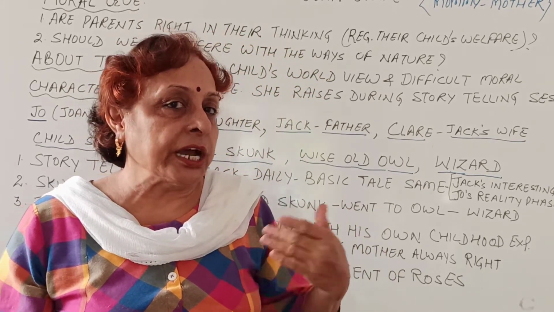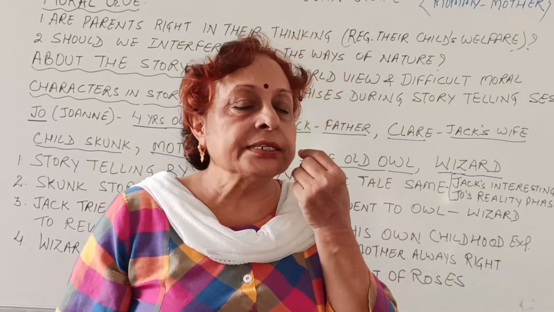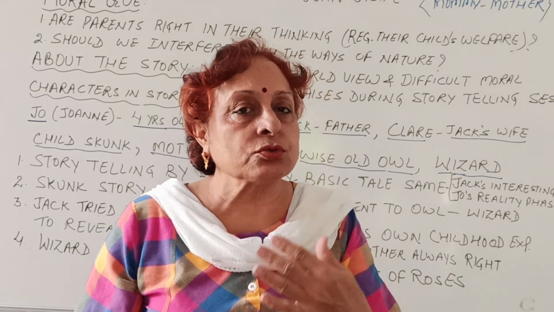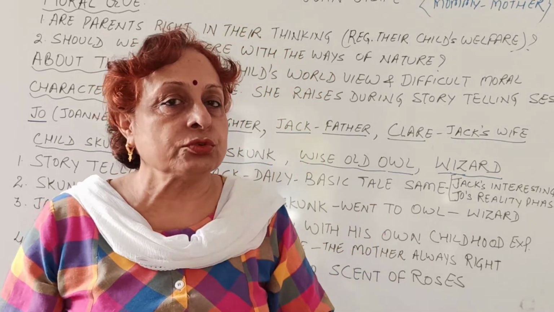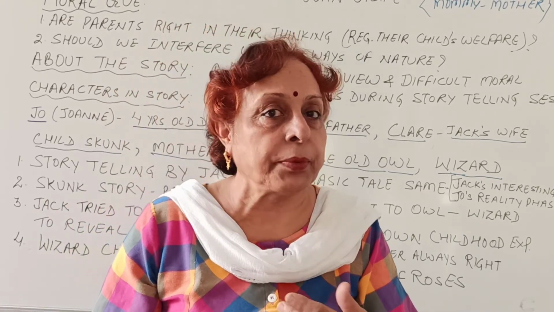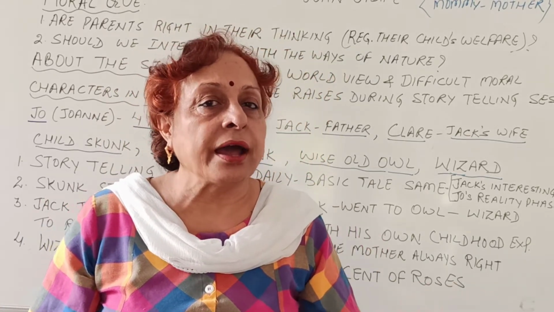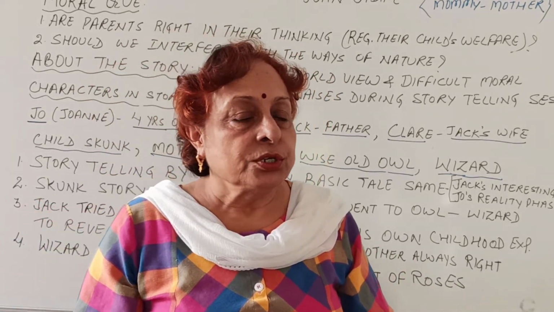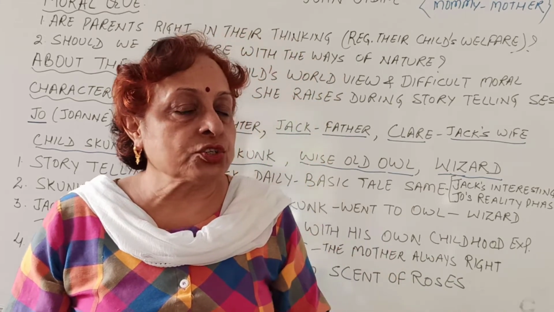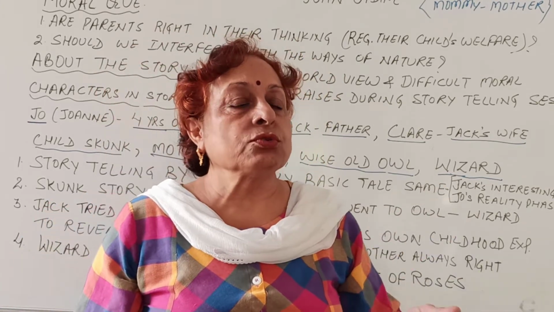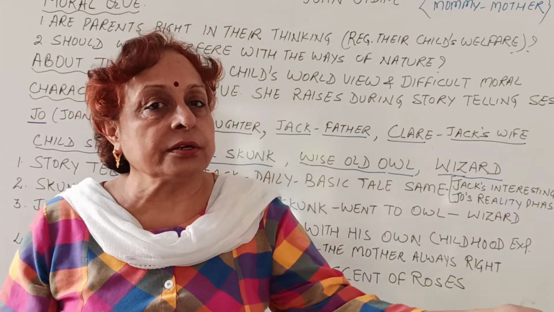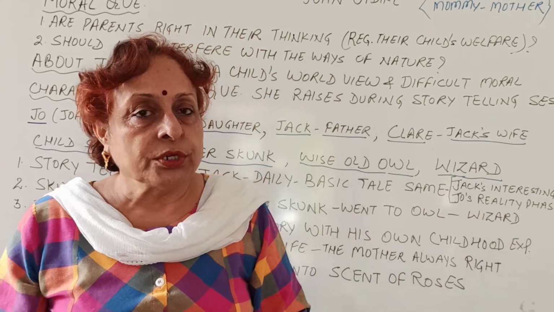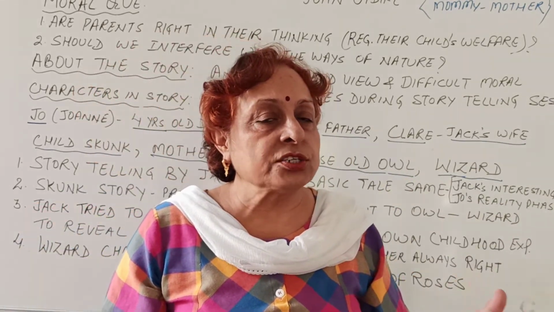So when Jack said he would start crying, there were tears in Jo's eyes also. That means she was also involved in the story, engrossed in the story, and she could experience the pain that the creature skunk had. So now he said that this creature had a problem, so he went to the wise old owl. The wise old owl sent him to the wizard, and told him that the wizard would solve his problem. So this child skunk went to the wizard.